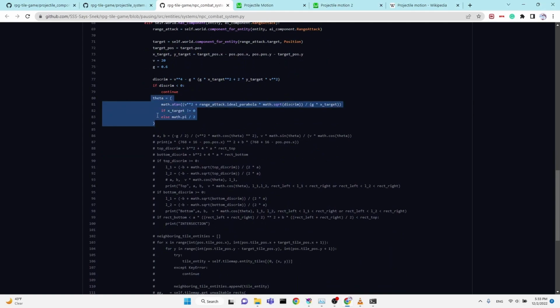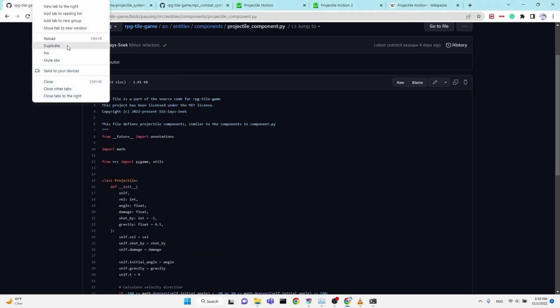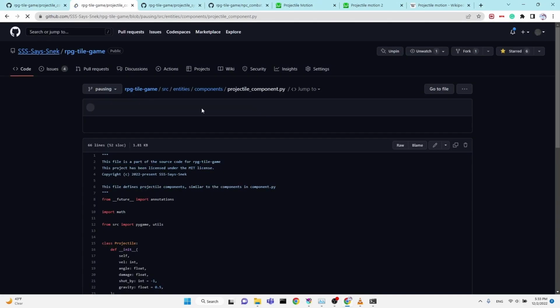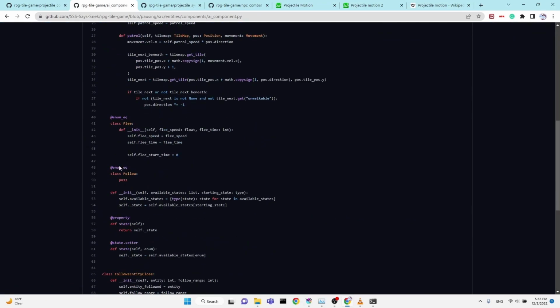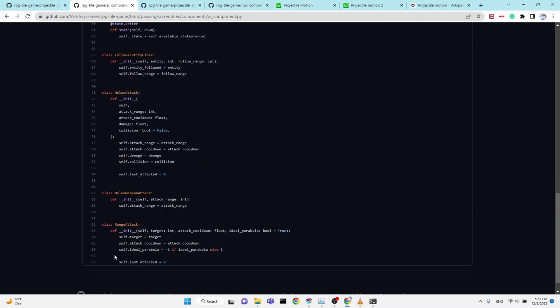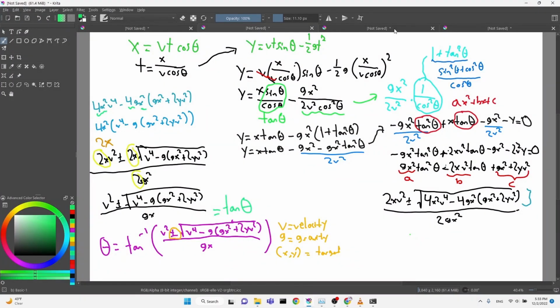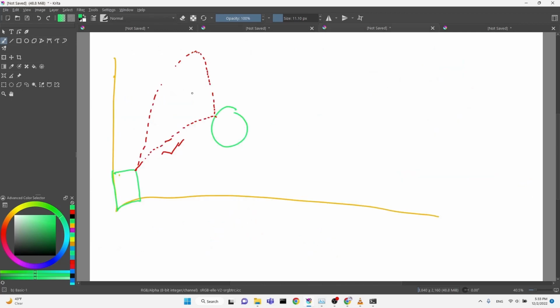Now, finally we have over here, we find the angle with the formula we had, which is going to be the arctangent of v squared plus this range attack's ideal parabola. I haven't discussed this before, so I'm going to open up another window over here. And over here in the AI component, we're going to have our range attack. Now, this range attack's ideal parabola basically tells us, remember when we have two different angles? We had two possible angles in here, a shorter and a longer.